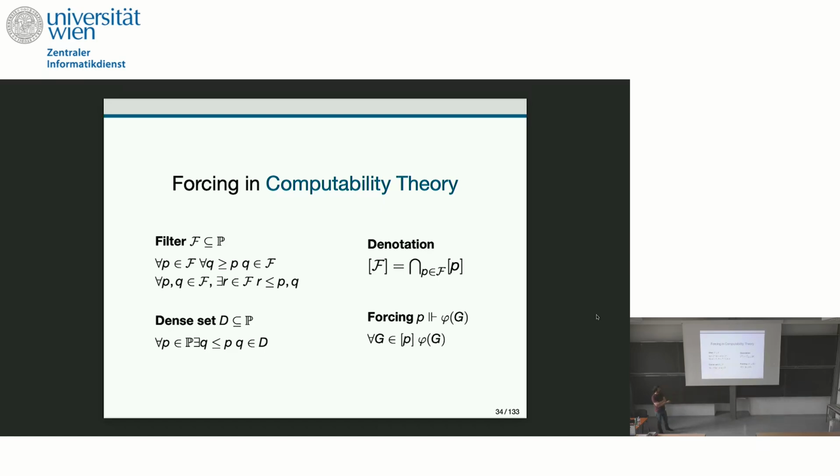And at the end, the denotation of your filter will just be the intersection of the denotations of your approximations. And it's well defined if, for all the forcing notions that we are going to consider, for every maximal filter or sufficiently generic filter, this will be a singleton. There will be only one object in it, and this is the object which is associated to the filter.